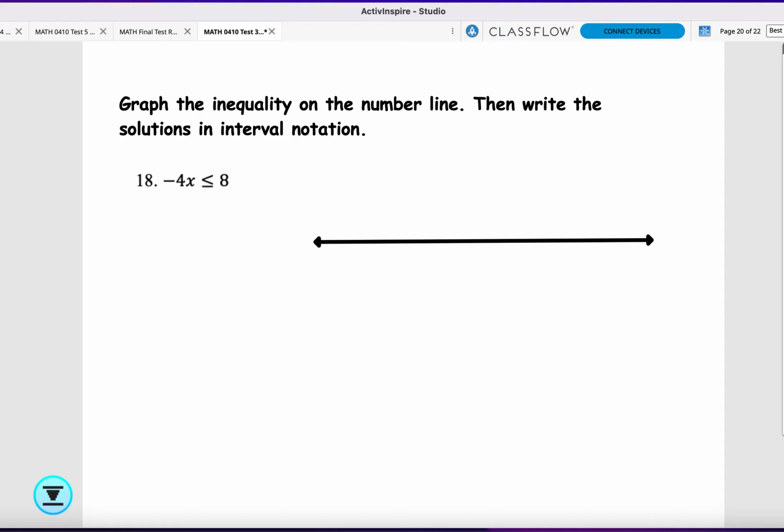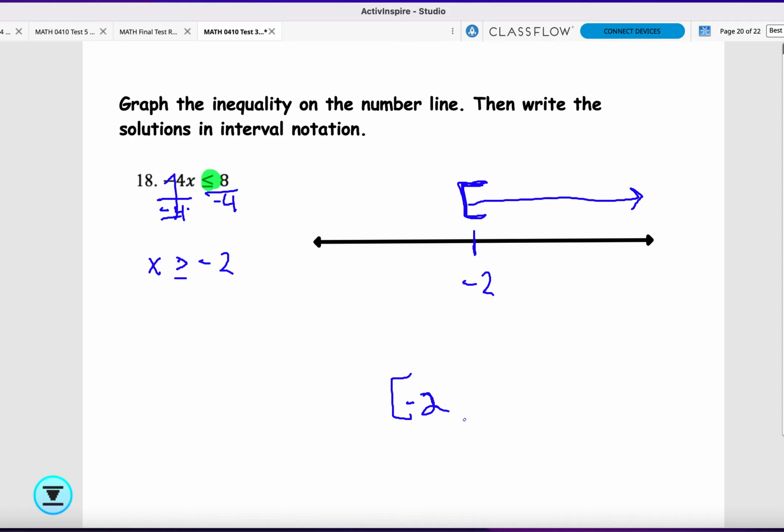Number 18. We want to divide by negative 4 because it's negative 4 times x. What we do to one side, we do to the other. Uh-oh. When we divide by a negative or multiply by a negative, the symbol flips. So it's a less than or equal to, so it's going to become a greater than or equal to. 8 divided by negative 4 is just negative 2. So negative 2, and it's greater than or equal to, so it'll be a bracket going to the right. So it'll be bracket negative 2, comma, to positive infinity. And we're done.